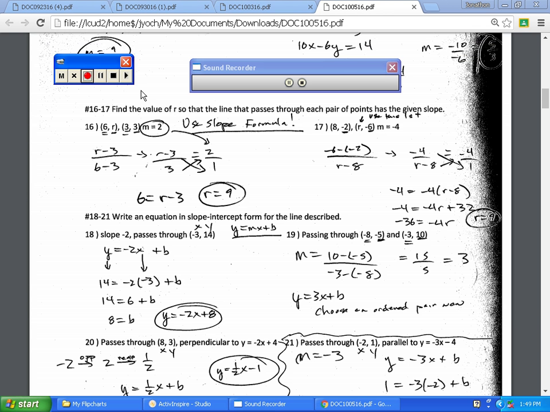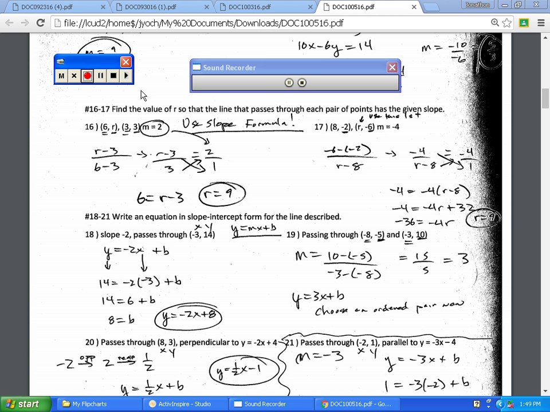Alright, so r minus 3 over 3 is equal to 2 over 1. You're going to cross multiply. 3 times 2 is 6, which is equal to r minus 3. R is 9.